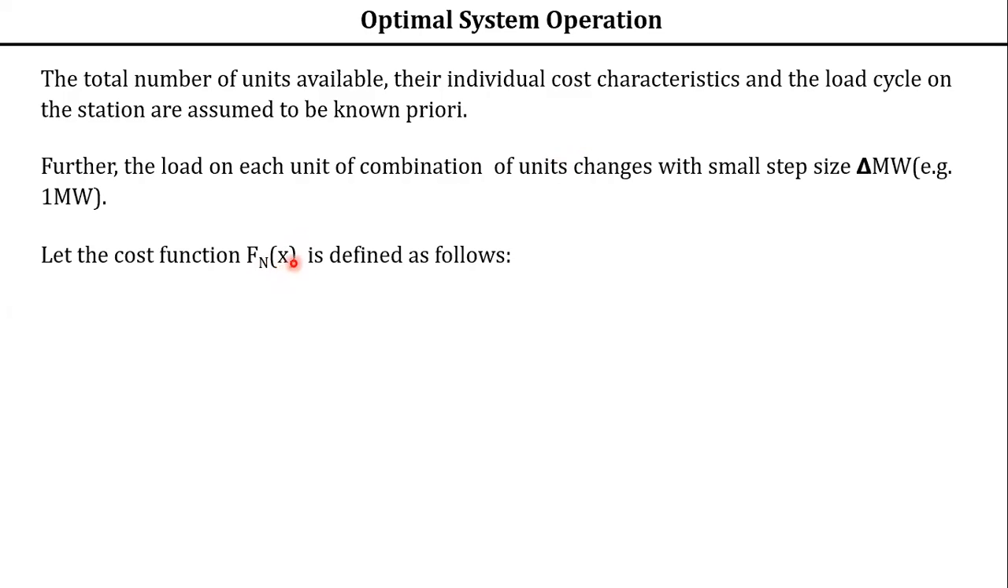So that means, to generate x megawatt by n units, what is the cost? That is F_n(x). Hope you understood. To generate x megawatt by n units, what is the cost function? F_n(x). This is how you should read it. So this is defined as, you see, F_n(x) is equal to the minimum of, you see this one, braces I am having, and this is one term I am having, and this is another term I am having.